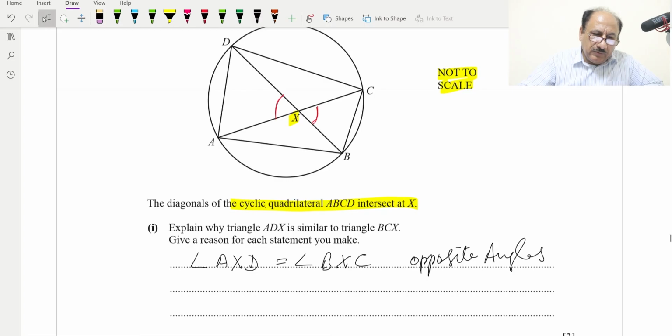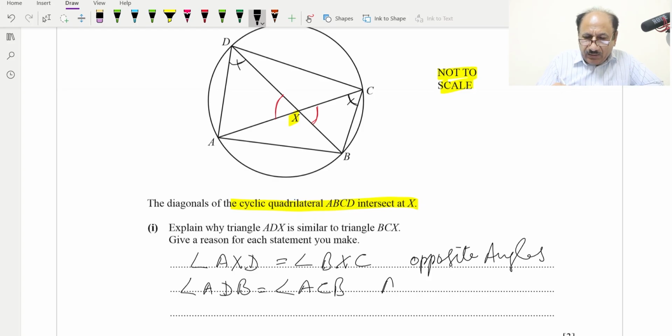Now this one we can say this angle is equal to this angle. This angle is equal to this angle because they are on the same arc AB. So we can write angle ADB is equal to angle ACB, and we will say this is angles on same arc. Angle on same arc AB.